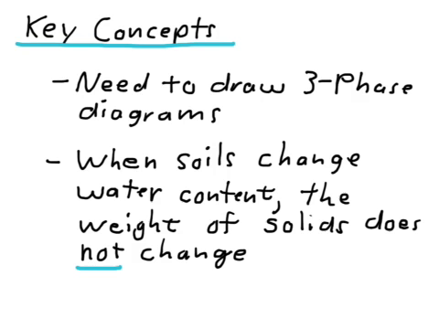There's lots of reasons that the water would come or go from soils, and whenever the water flows in or flows out, a lot of things can change. The total volume can change, the total weight can change, the amount of water can change, the void ratio can change, but the one thing that never changes in that case is the amount of solid materials. I hope this helped.